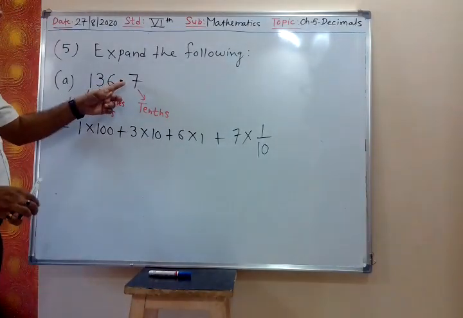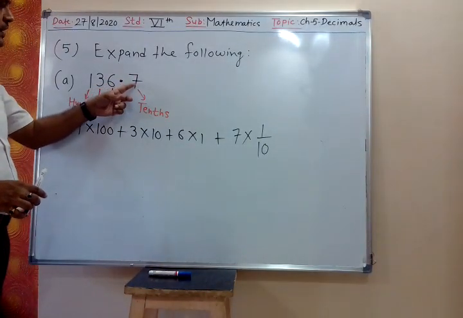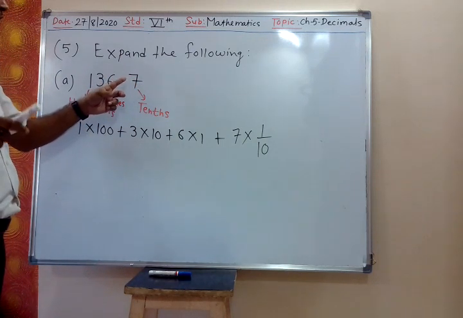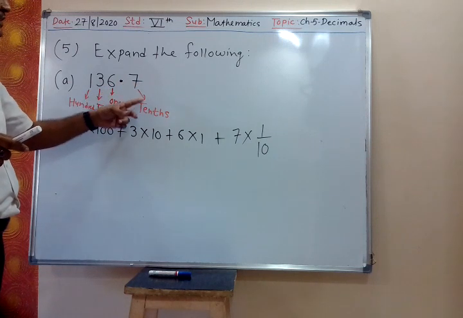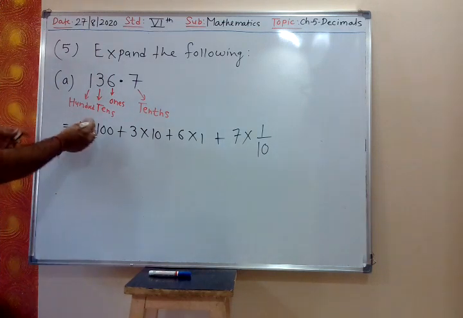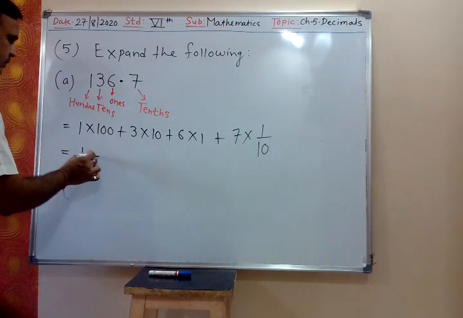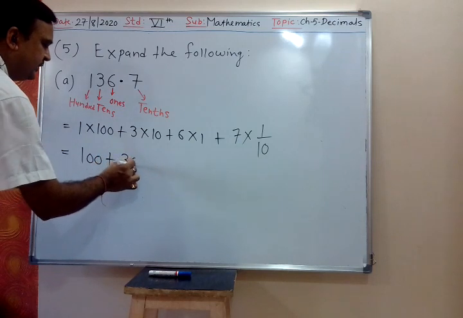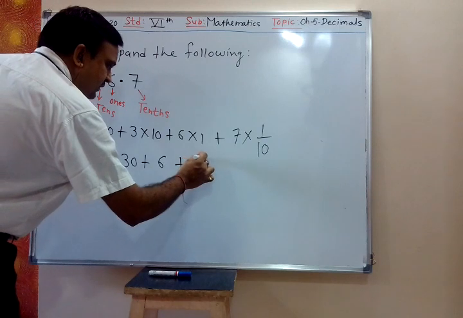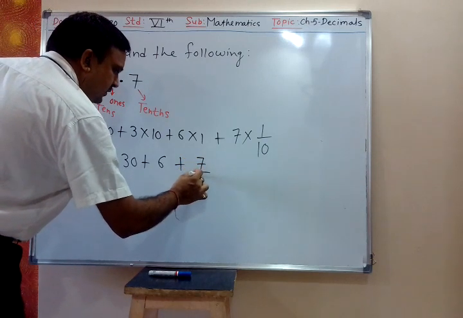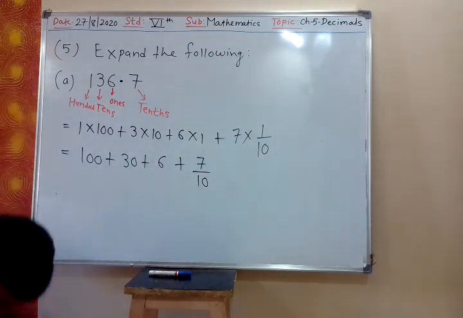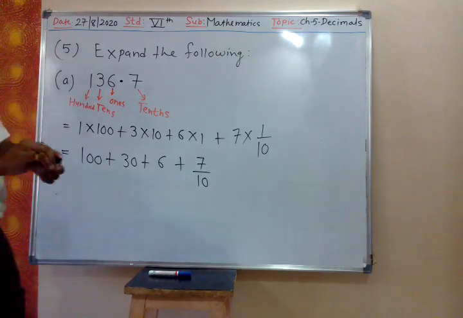See here, because after decimal there is one digit, we divide by 10. That means the position of 7 is tenths. So 1 into 100 will be 100, plus 3 into 10, 30, plus 6 into 1, 6, plus 7 upon 10. Write this. Right. 7 upon 10.